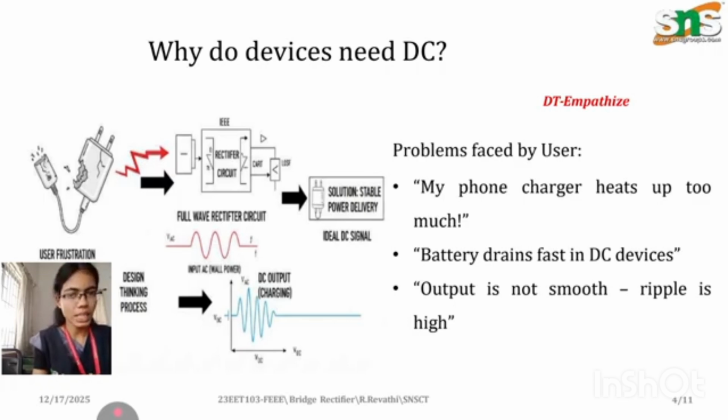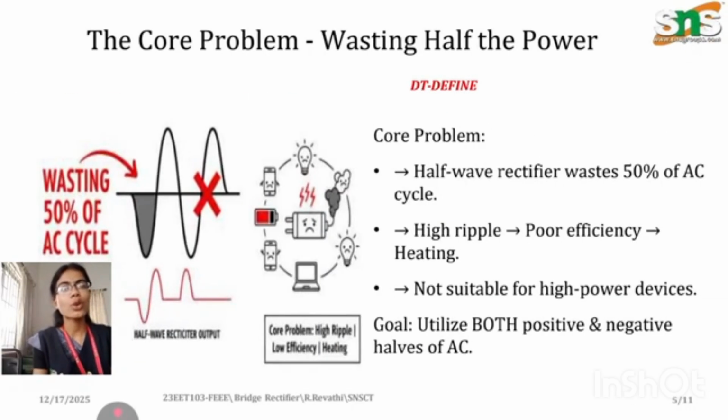For basic applications like charging your smartphones and laptops, a charger has a storage capacity which requires a DC supply to charge the battery. So we need a DC supply so that we are able to charge our mobile phones. The battery drains fast in DC devices. The output is not that smooth compared to an AC signal. Ripple factor is high. So the rectifier is further classified into two types, half wave rectifier and full wave rectifier.